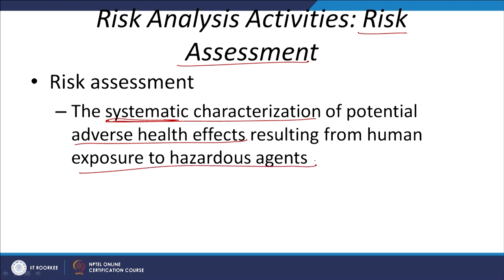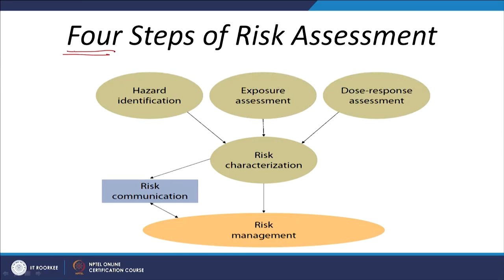So, I am trying to characterize the adverse health effects from, let us say, sustained or systematic exposure to hazardous substances. How do I characterize that? The process I am looking at is risk assessment. So, let us move on. There are four major aspects in the context of risk assessment. One is hazard identification. Again, that is self-explanatory. What are the chemicals of concern?